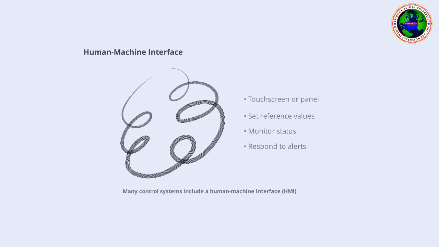Many control systems include a human-machine interface (HMI), such as a touchscreen or control panel. The HMI allows operators to set reference values, monitor system status, and respond to alerts. A well-designed HMI improves usability and safety.